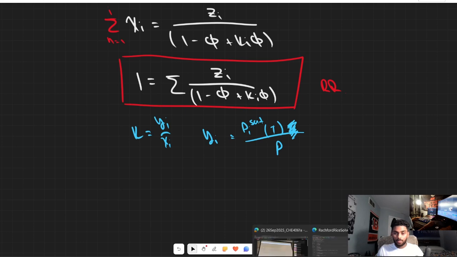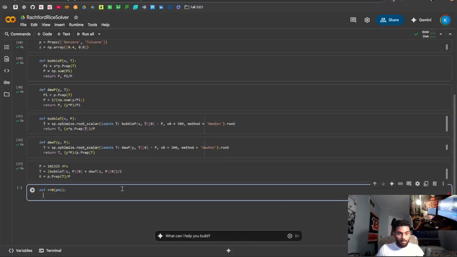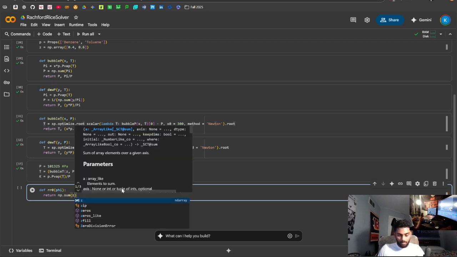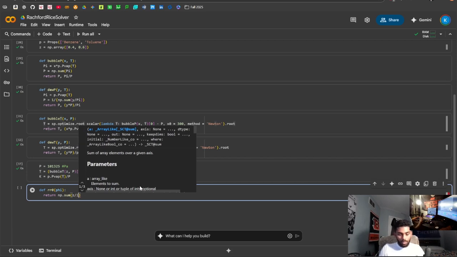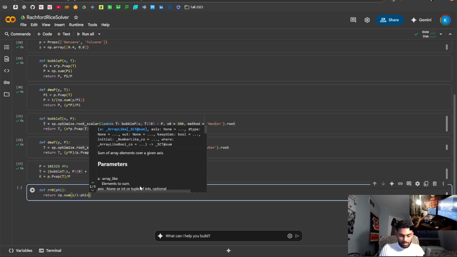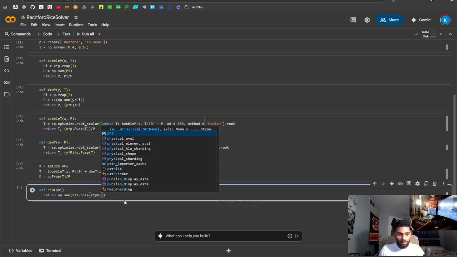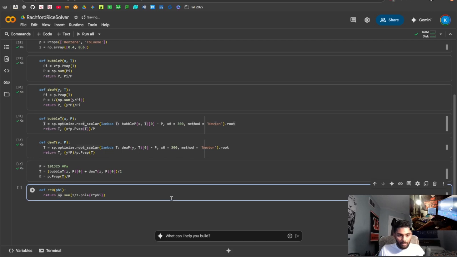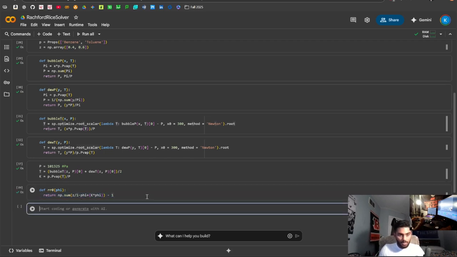So let's do that. Basically, what we're going to be returning is that function that we had just stated. So z, it's going to be the sum, and np.sum of z over, was it 1 minus phi plus k times phi, I believe. Yeah, that looks right. And then all that, we'll subtract 1 from it. I guess that looks decent.